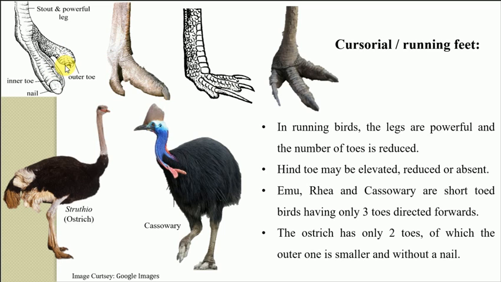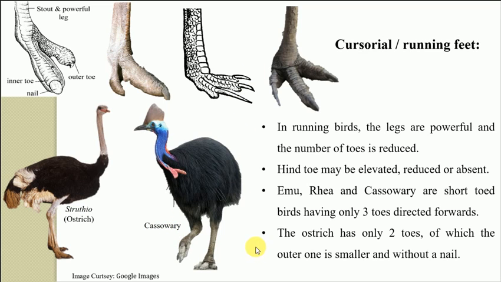The 2 toes are reduced, of which the outer toe is smaller as compared to the inner one, and this outer toe is often not provided with a nail. This kind of feature you will find on the feet of the cursorial type, and this kind of foot is a characteristic feature of birds belonging to the ratites. The examples of cursorial legs are the ostrich, where you will find only 2 toes, and second, the cassowary, which is provided with 3 toes.